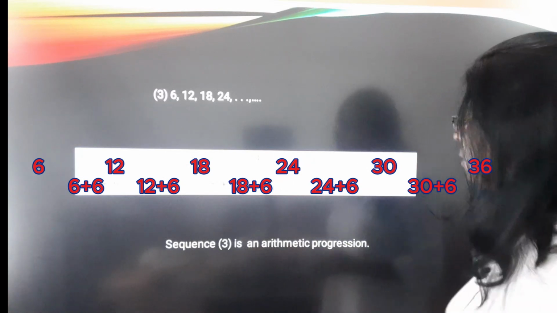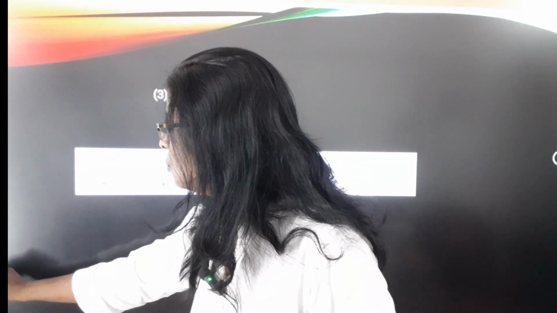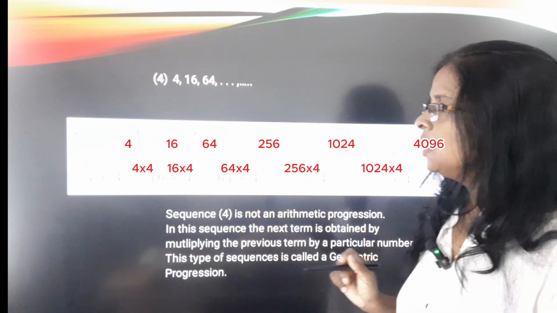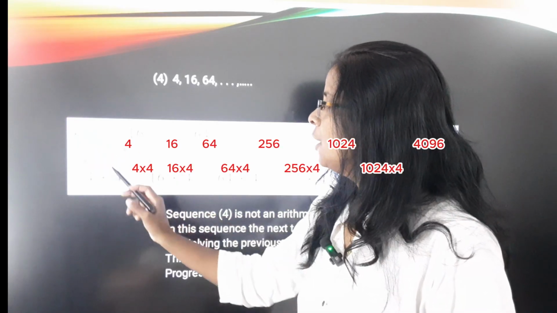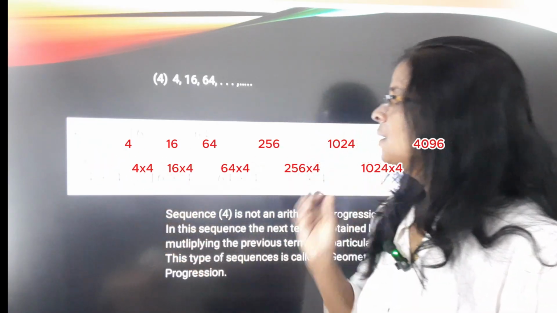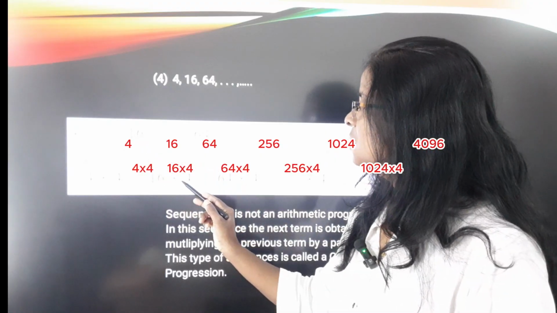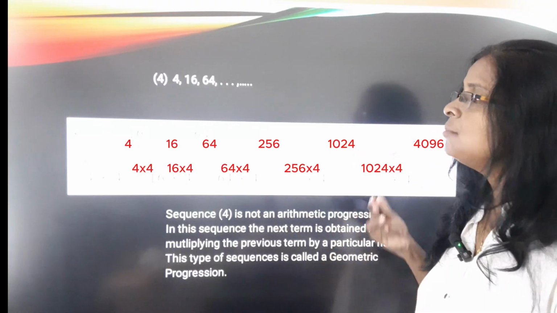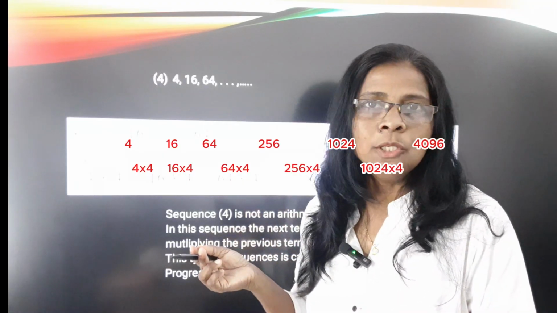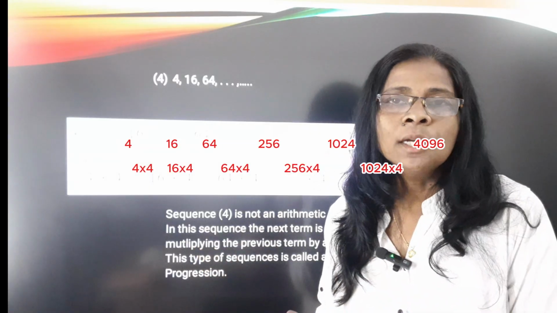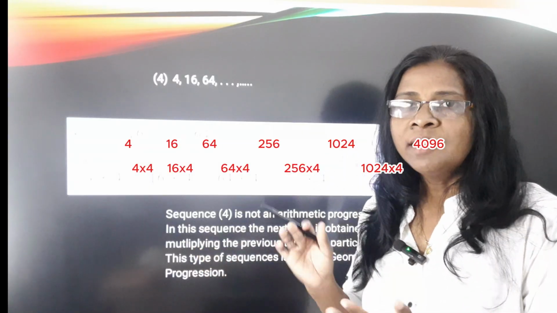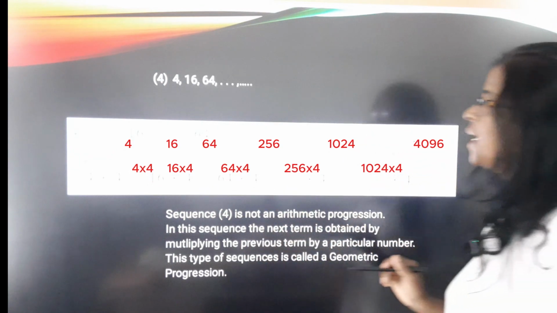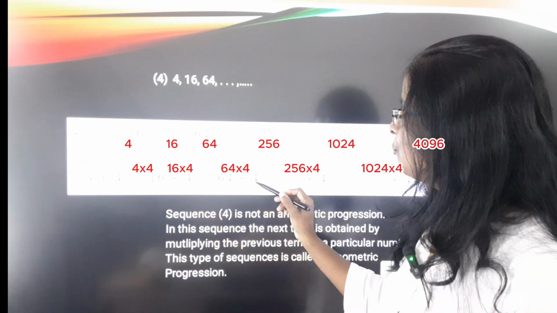Okay, so now see the next example, students, that is 4, 16, 64, and so on. Now here if you multiply the previous number by 4, then you get the next number. If you multiply 16 by 4, then you get the next number. So here after multiplying, you get the next number, students. Not adding a definite number, but multiplying by a definite number, then you get the next number. Okay students, so this way we can find the next two numbers.